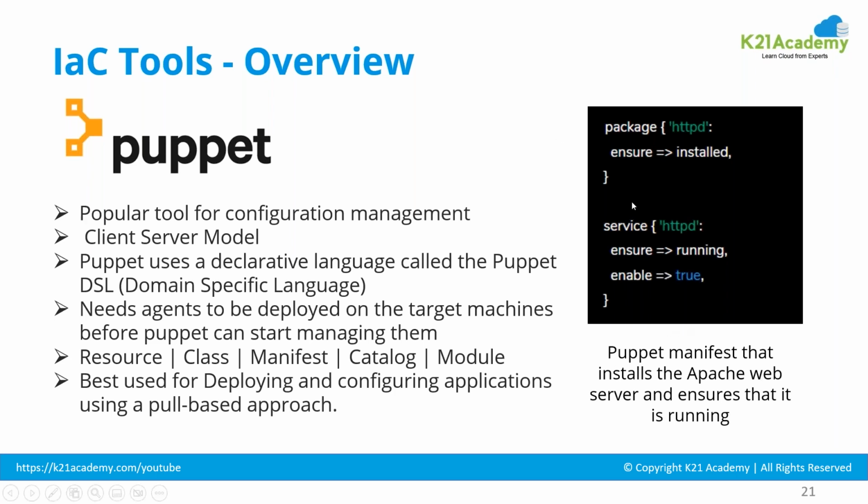So here, if you see this code, this is in Puppet, which installs Apache web server and makes sure that it is running. So it has got the classes, the manifest file, the catalog modules there, which is in line with the infrastructure as code concept. Okay, and this is basically an agent-based tool where you require an agent which needs to be installed or deployed on the target machine before it starts communicating with the Puppet server.